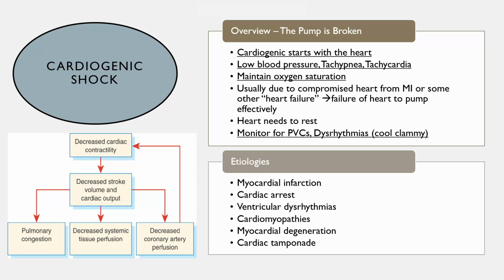So let's look at the overview. Cardiogenic starts at the heart. You're going to see low blood pressure. The vessels are going to go wide open, thinking I'll make it easier for the heart to get the blood out. But the problem is the heart's broken. You're going to see rapid breathing, or tachypnea, tachycardia. We want to maintain that oxygen saturation.